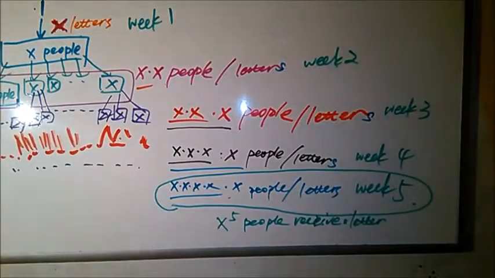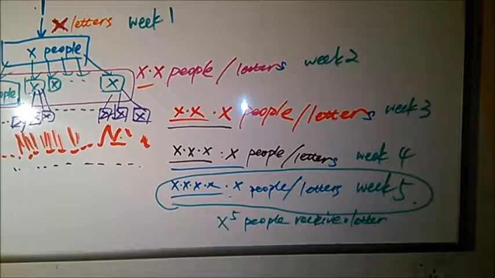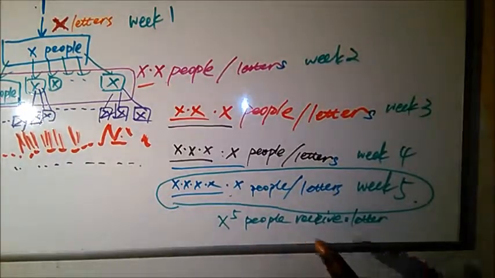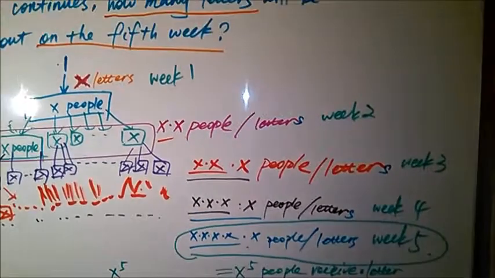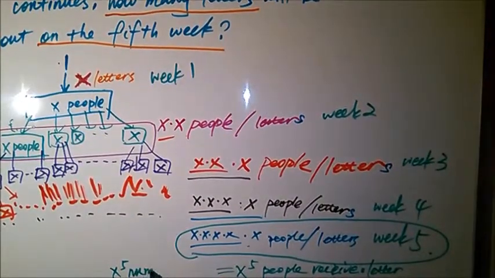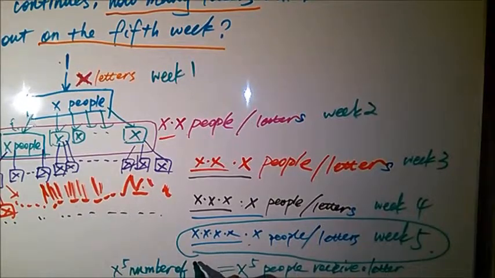Because one person receives one letter, X to the 5th amount of people receive X to the 5th amount of letters. So in the 5th week, X to the 5th amount of letters are sent out.